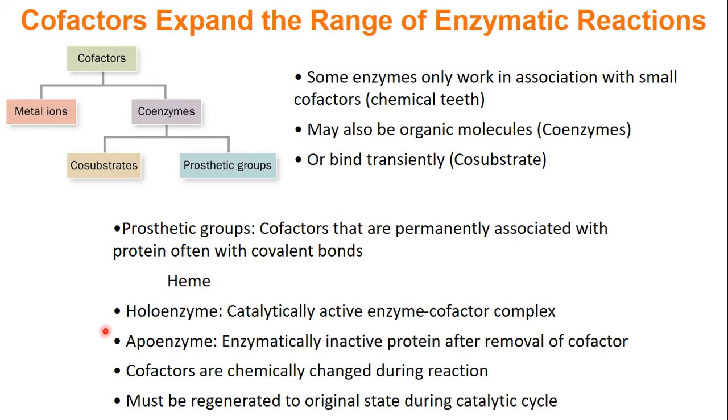Now, if you go further in biochemistry or read about enzymes, you're going to come across terms such as holoenzyme and apoenzyme. The holoenzyme is everything needed for the enzyme to do its reaction, while the apoenzyme is just a protein and no cofactor.